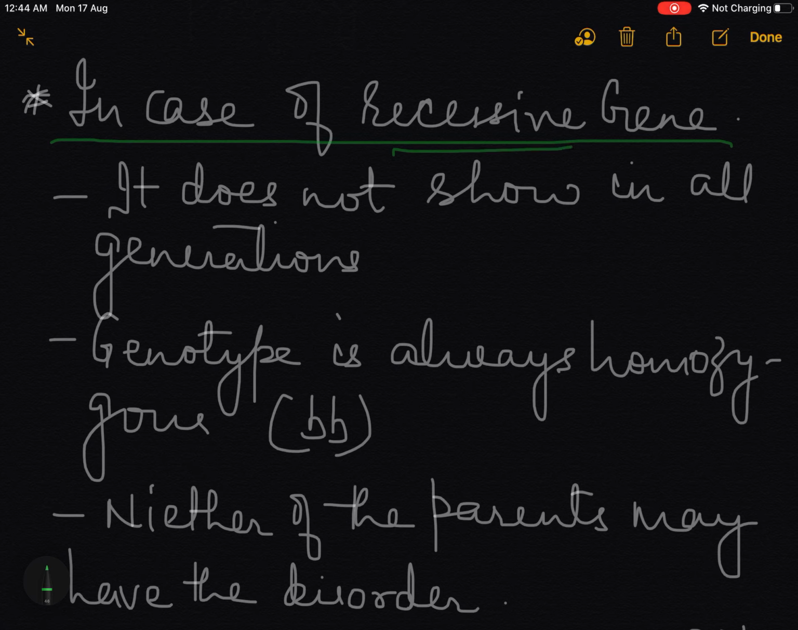Now see, it does not show in all generations. The recessive gene will not appear in all the generations. Okay, then the genotype will always be this. Recessive will only come when it is in homozygous condition. If you remember, when was the dwarf plant coming? When the genotype was this, two small t's. So the recessive genotype will always be homozygous.